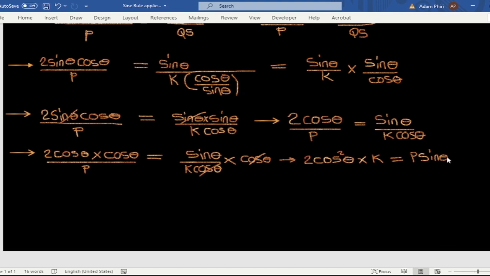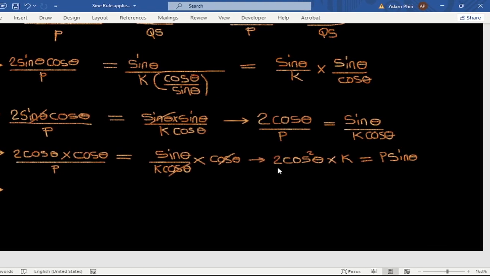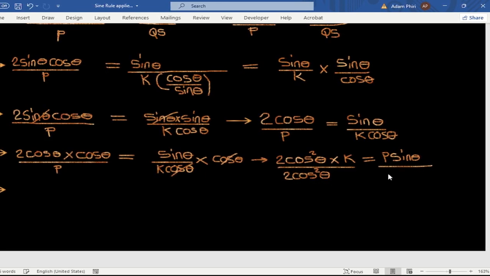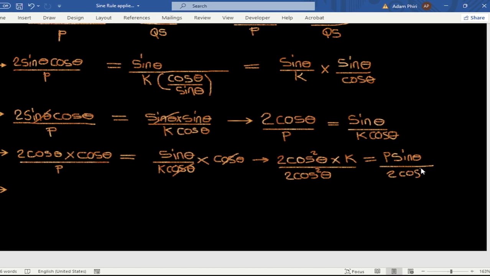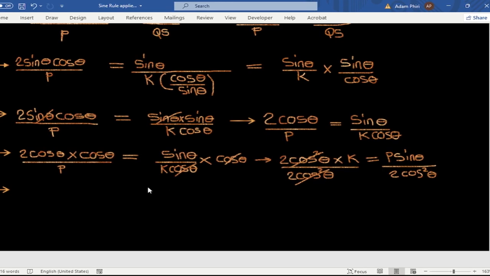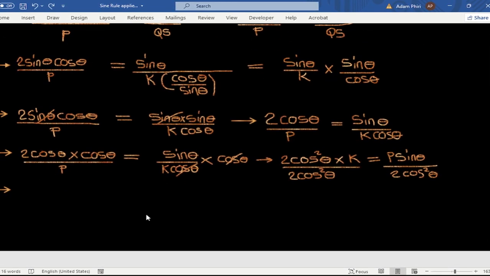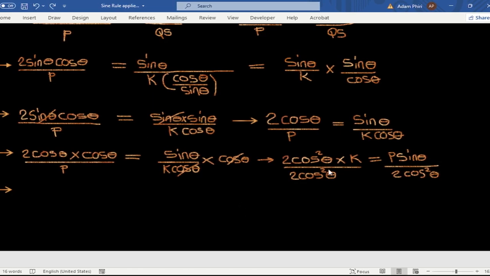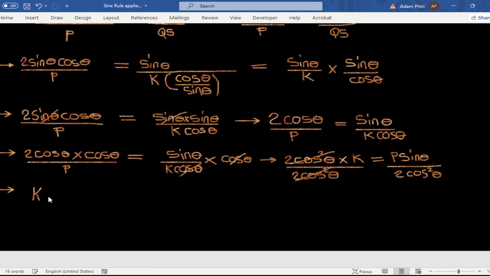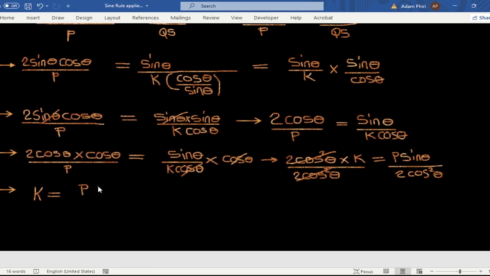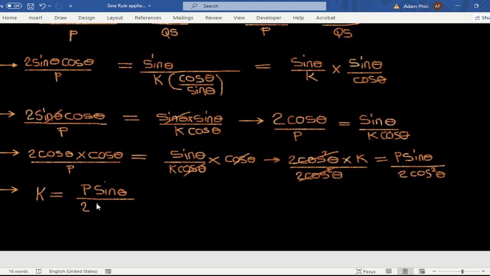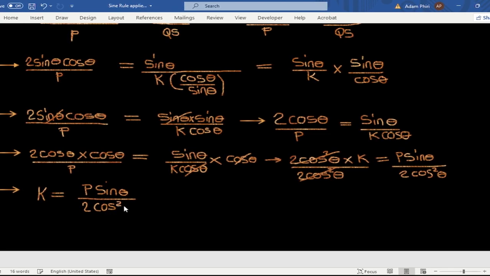That's when we cross multiply. From there, we divide both sides by 2 cos squared theta, and that cancels out. So now we have the value that we want, which is k. So k is equal to p sine theta over 2 cos squared theta.